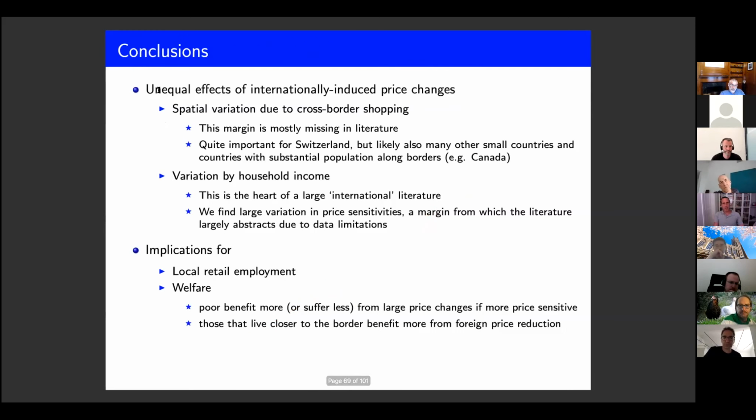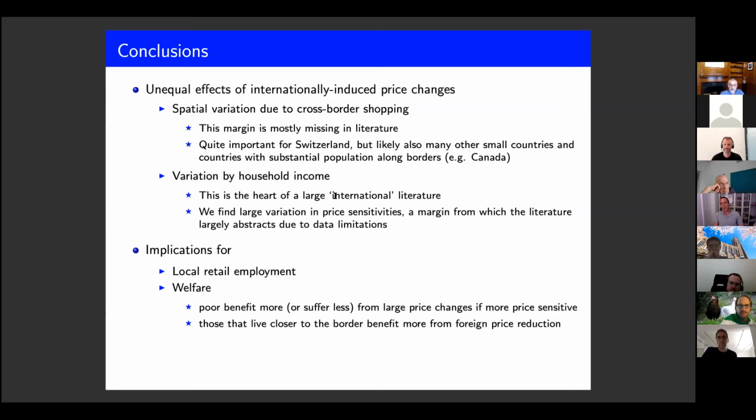So let me conclude with this slide. We basically looked at the unequal effects of internationally induced price changes, and we looked at two sources of variation. One is spatial variation due to cross-border shopping. This margin is mostly missing in the literature. It's important for Switzerland, but also likely to be important for small countries and for countries with a lot of population across the border, assuming that the border is open. And we looked at variation by household income.